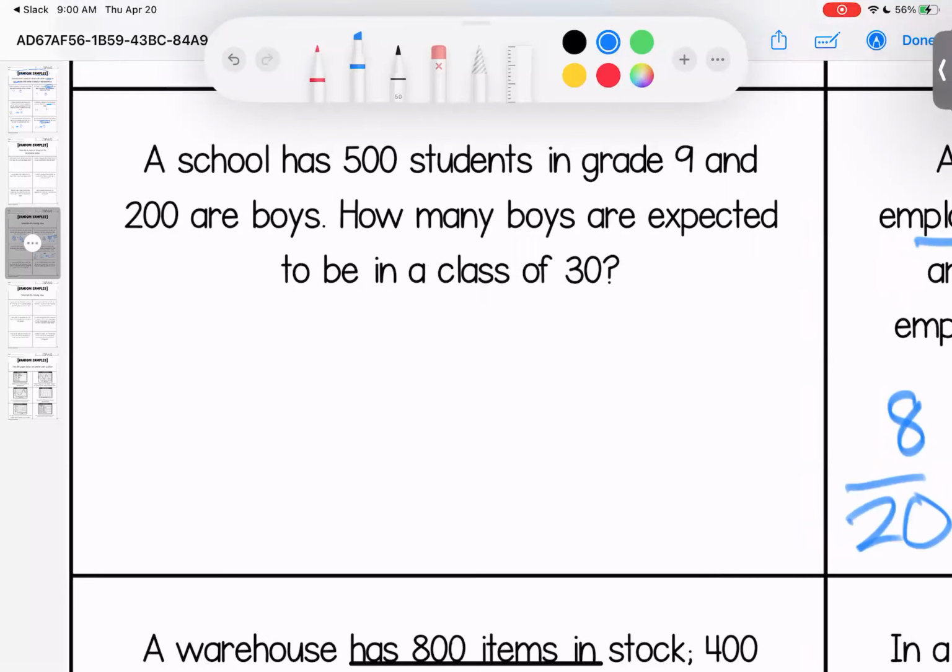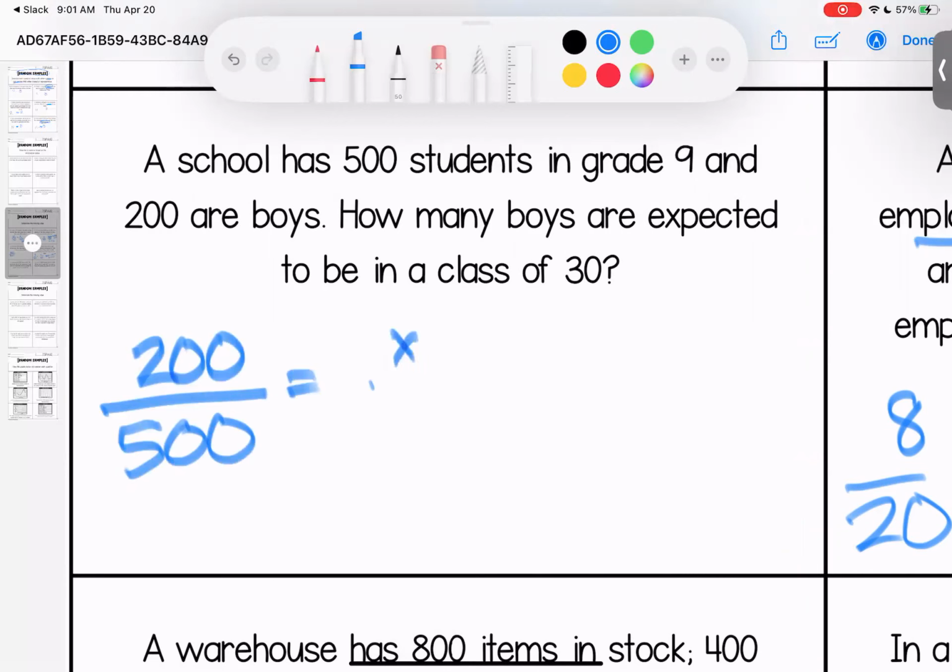A school has 500 students in grade 9 and 200 are boys. How many boys are expected to be in a class of 30? So 200 boys in the 500 students. How many boys in the 30 students?